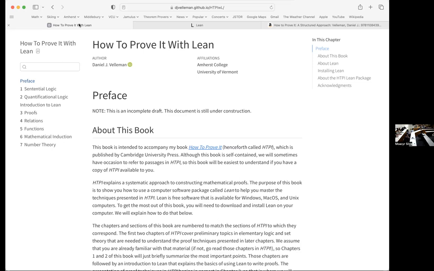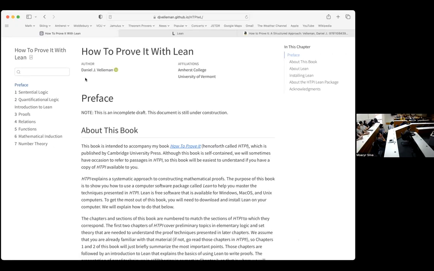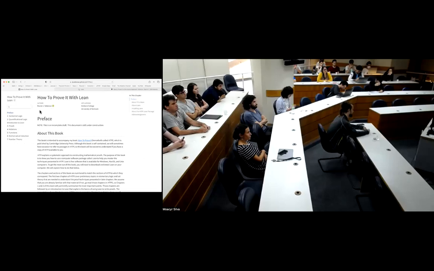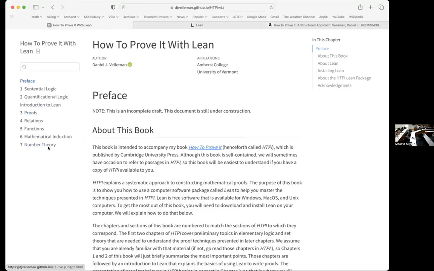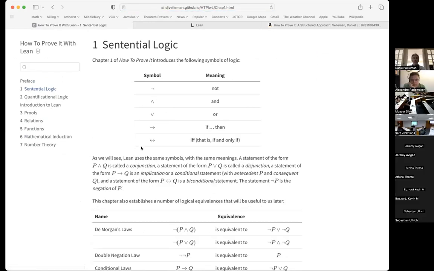So as I said, I'm going to demonstrate Lean. I thought I would just say a little bit more about what's in the book first, and then I will turn to demonstrating Lean. So both How to Prove It and Lean use symbols of logic to express mathematical statements. I've got the chapters of the book listed here, and chapter one summarizes some of the symbols.